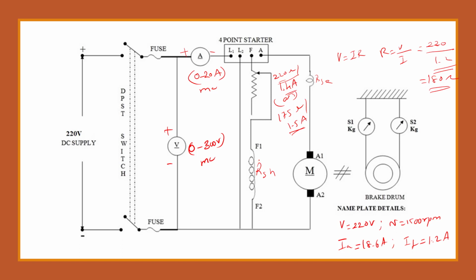The procedure is the same as for the load test. You have to start the motor, close the switch, and the fuse rating is fixed at 120% of the rated current, so you can fix up to 20 amps or 22 amps. Close the DPST switch, and by using the starter you have to start the motor. Take the no-load reading, then apply the load up to the rated current. You have to note down the corresponding voltage, current, S1, S2 values, and the speed value.